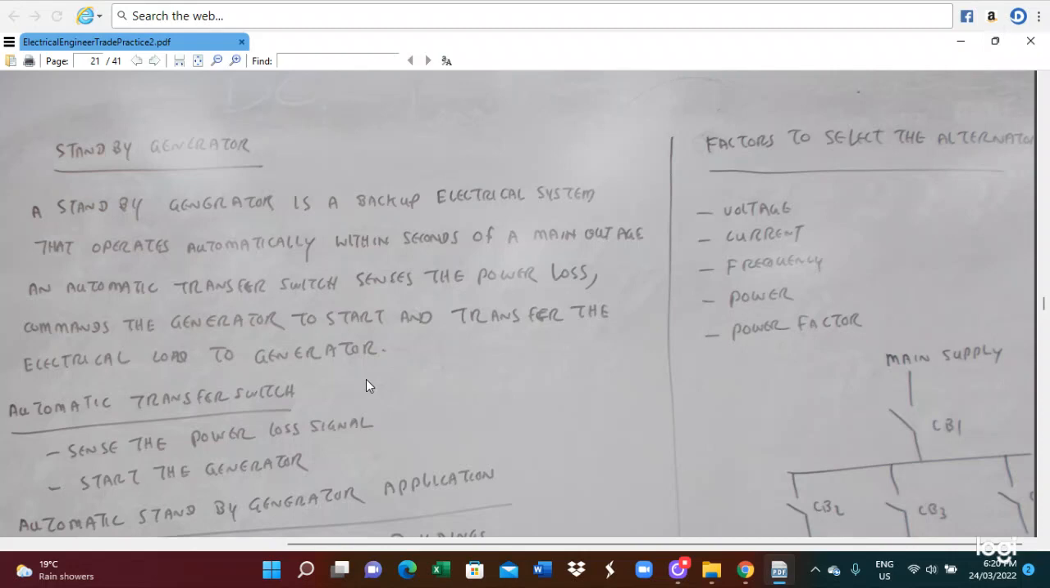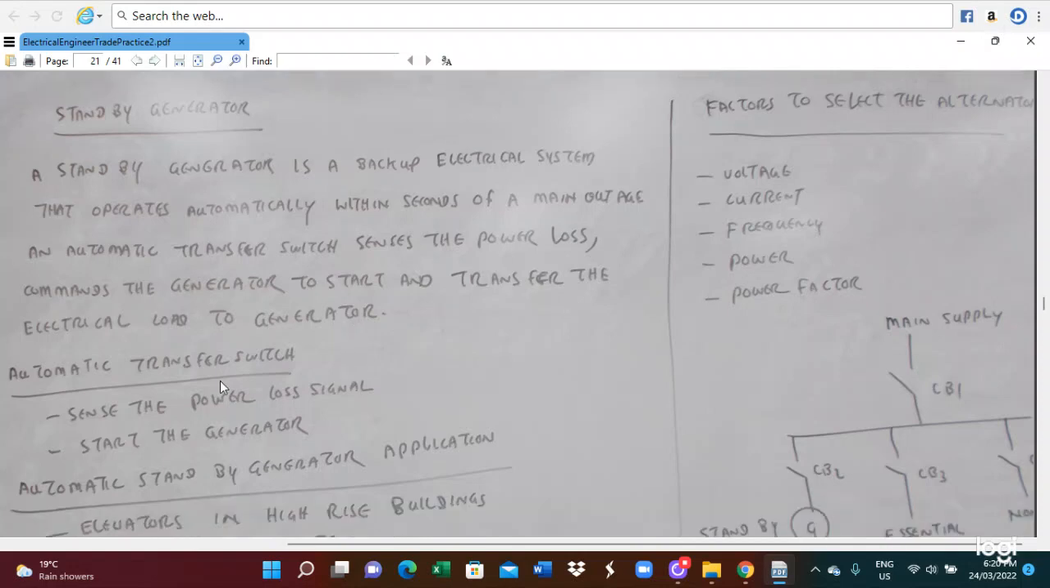The standby generator is a backup electrical system that operates automatically within seconds of the main voltage failing, and the automatic transfer switch senses the power loss and commands the generator to start and transfer the electrical load to the generator.